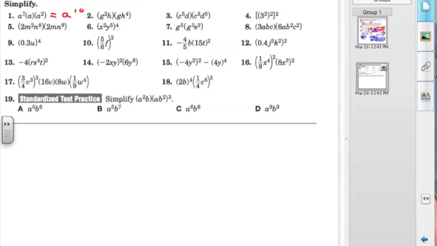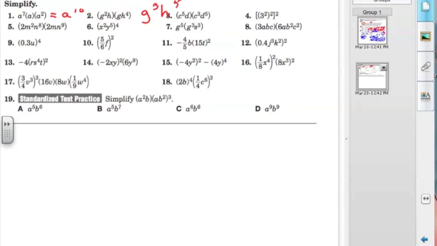In situation number 2, I look at how many g's I have. I have 2 in the first term. I have 1 in the second term, so that gives me g to the third. How many h's? I have h to the 5th.